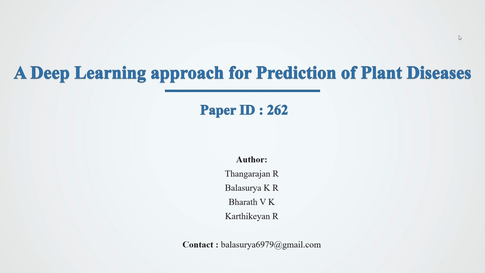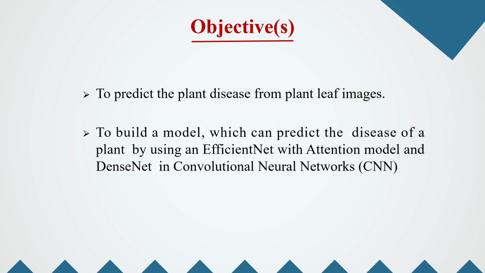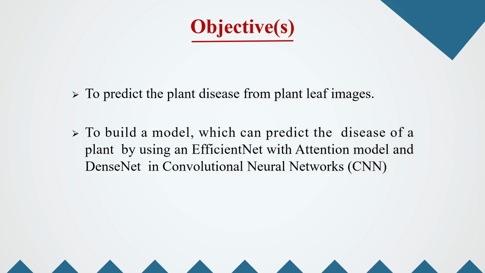Hello everyone, our paper ID is 262 and our paper is titled A Deep Learning Approach for Prediction of Plant Diseases. The authors of this paper are Thangarajan R, Balasurya K.R, Bharat V.K and Karthikeyan R. The objective of this paper is to predict plant diseases from plant leaf images.